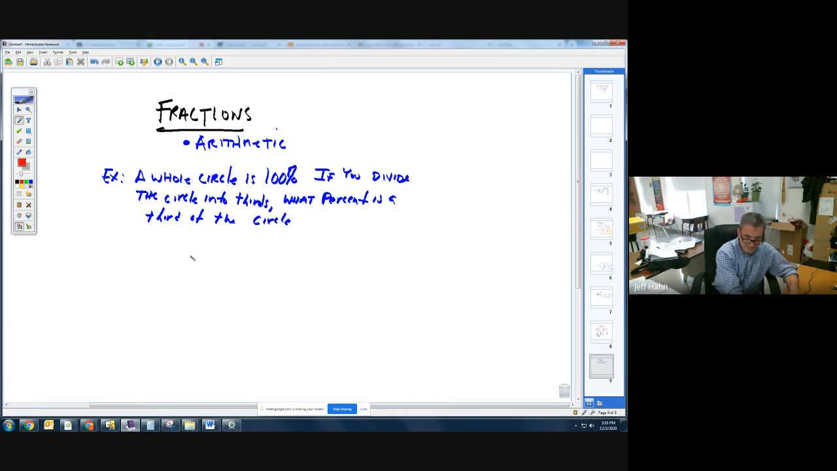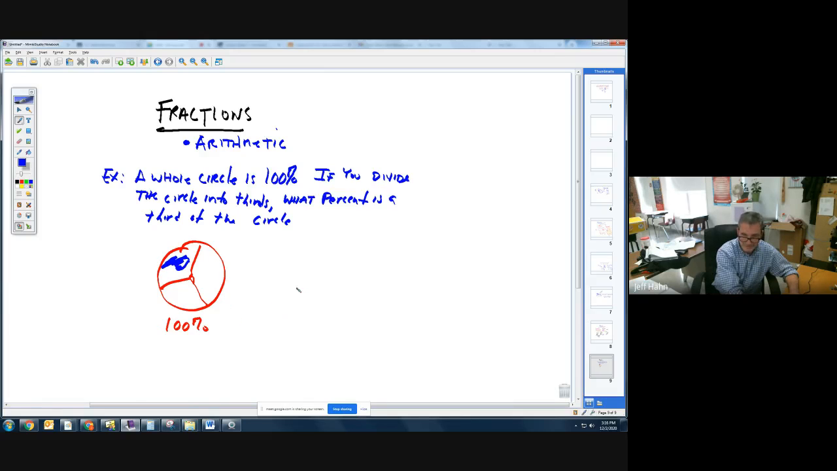So let's look at a little visual here. So here is my circle. My circle is 100%. I am taking my circle and I am cutting it into thirds. It's not a very good third there. Maybe I can do better than that? I don't know. We'll try. Maybe a little bit better. I'm dividing my circle into thirds, and I want to know what percent one of those thirds is.